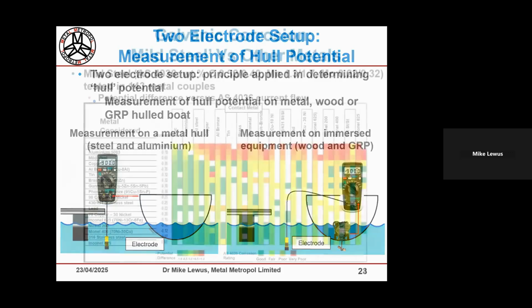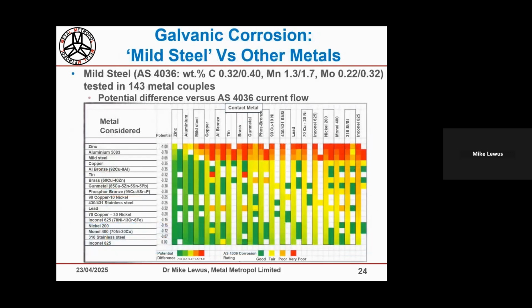But I'll go on, and hopefully there'll be a lot of time at the end to deal with any specific questions. I'm coming on to some fairly encouraging research when it comes to galvanic corrosion, because this is data that was put out by the Australian Corrosion Institute, and they looked at a lot of couples involving mild steel and many other metals.